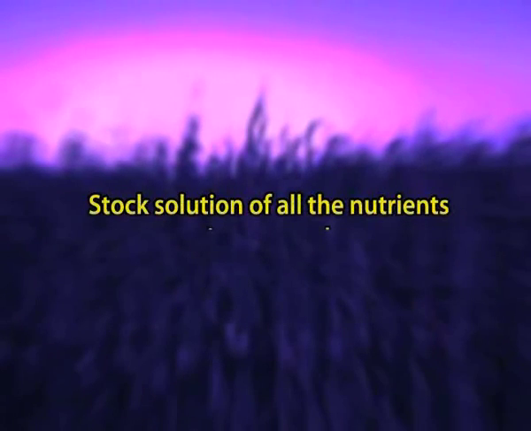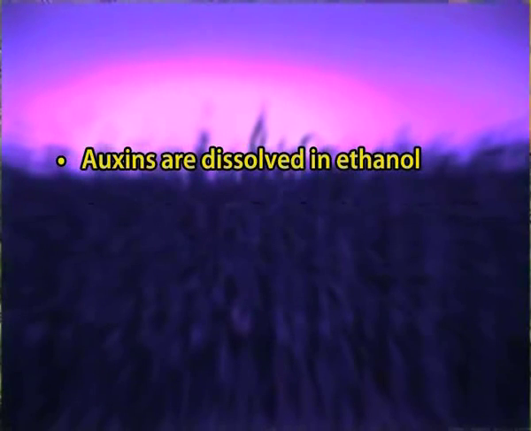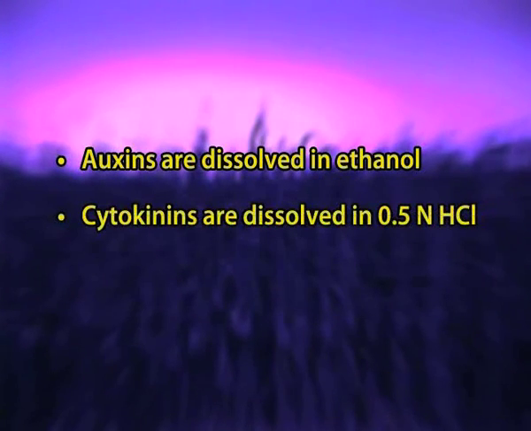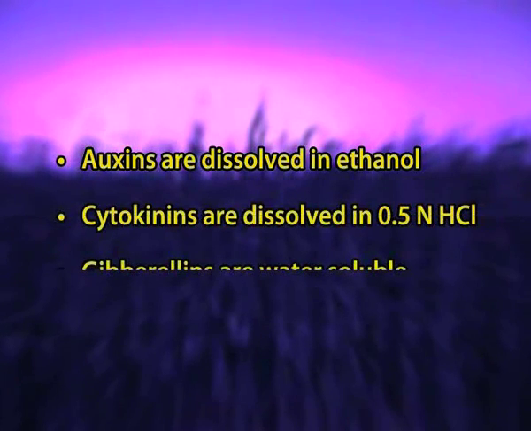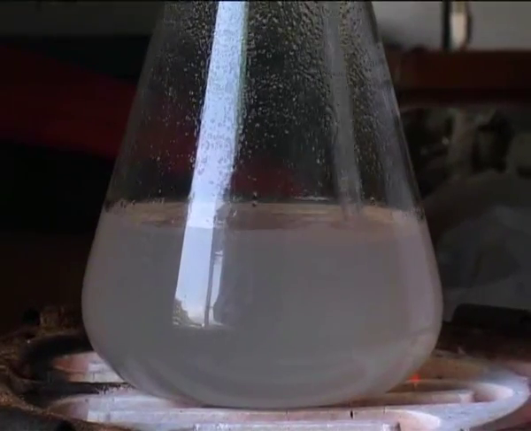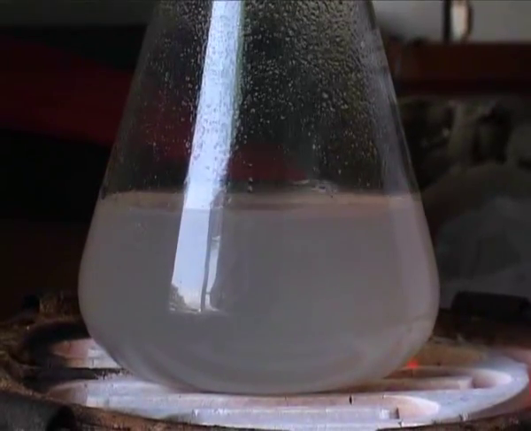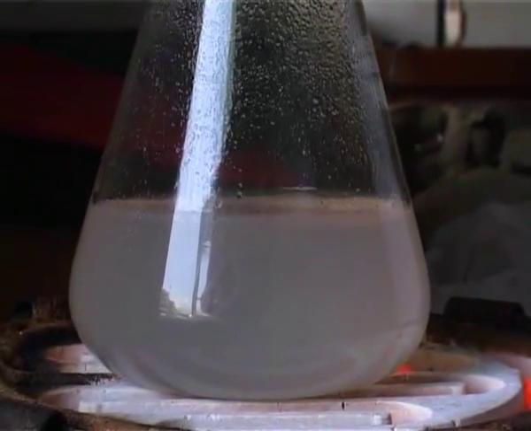Stock solution of all the nutrients is prepared. Media is prepared by suitably diluting the appropriate amount of stock solutions for desirable volume of medium. Auxins are dissolved in ethanol. Cytokinins are dissolved in 0.5 normal HCl. Gibberellins are water soluble. All the ingredients are mixed, sugar is added, and finally the pH is adjusted to 5.8 to 6.0.